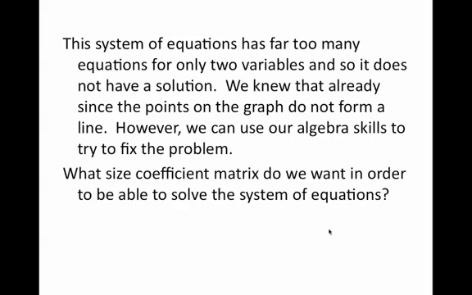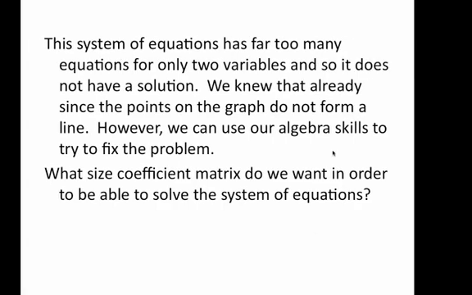We call a linear system that has more equations in it than it has variables an overdetermined system. And that's what we've got here. We've got far too many equations and only 2 variables, and so it doesn't even have a solution. We knew that already, since the points on the graph do not form a perfect line. You can't get a straight line to go through all of those points.